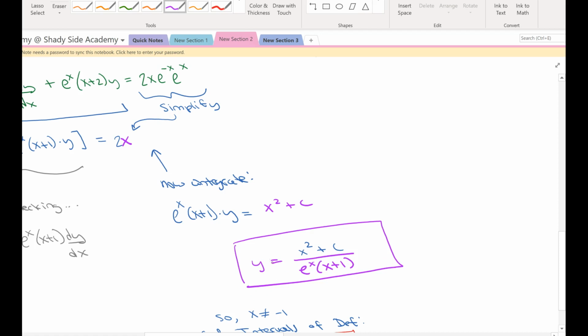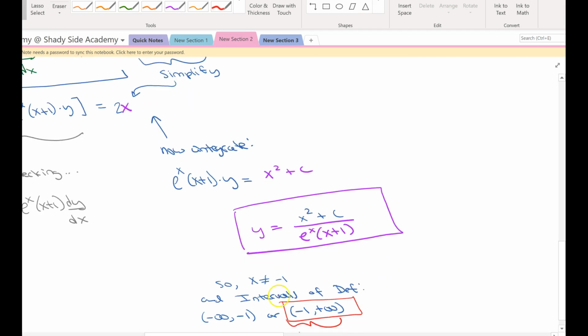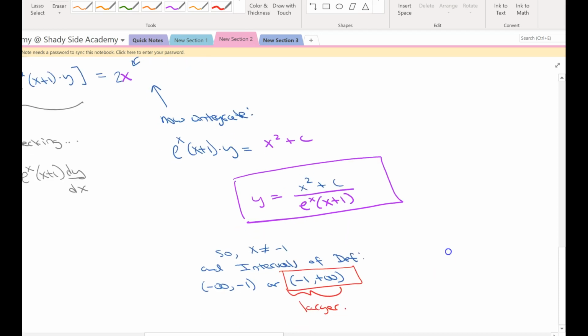The question about the intervals of definition, so let's talk about this. If you look at this solution right here, x can't equal -1. But otherwise, x is fine. So really, there are 2 intervals of definition. Negative infinity to -1 not inclusive, or -1 not inclusive to positive infinity. This question asks you for the larger interval.